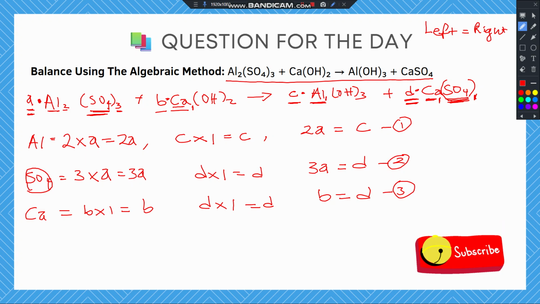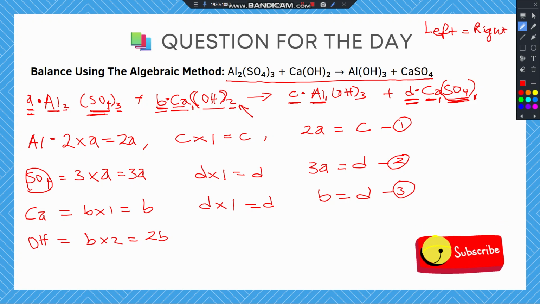And then fourthly, we have the hydroxide ion, OH. On the left hand side, you can see the hydroxide ion covered in a parenthesis, and the number of times it appears is given by the subscript of 2. The coefficient attached to it is the letter B. So the number of times the hydroxide ion appears is given by B multiplied by 2, which is 2B.